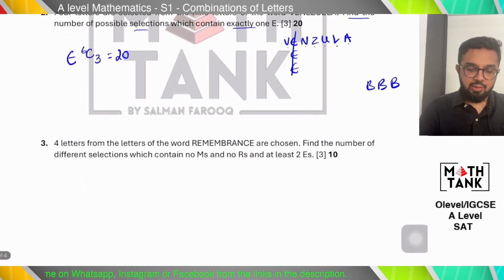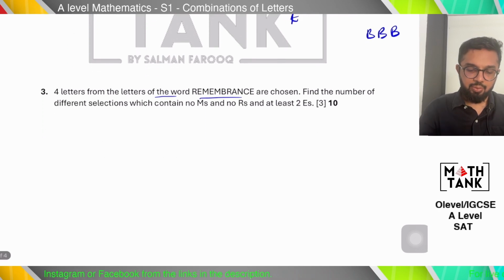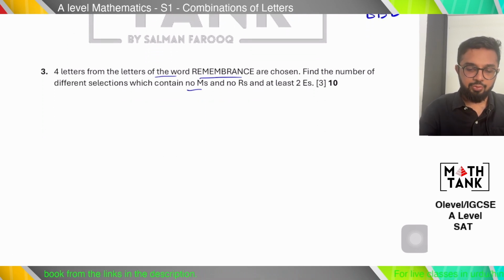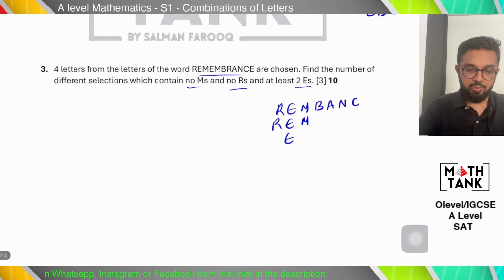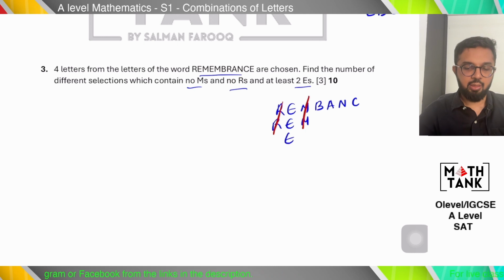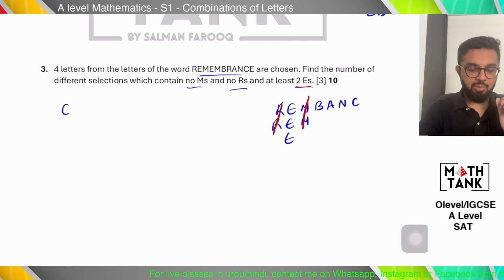Four letters from the letters of the word Remembrance are chosen. Find the number of different selections which contain no M's, no R's, and at least two E's. So let's first write that: Remembrance. I need to cancel out the M's and the R's, and at least two E's. Now when I say at least two E's, there could be either two E's or three E's. So what I will do is make cases.